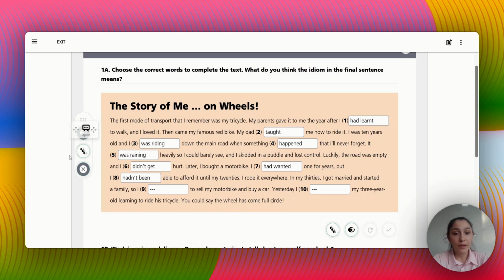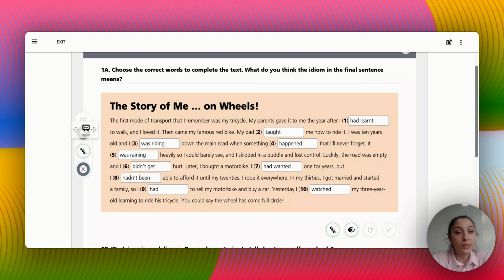I rode it everywhere. In my 30s, I got married and started a family, so I had to sell my motorbike and buy a car. Yesterday, I watched my 3 years old learning to ride his tricycle. You could say the wheel has come full circle.